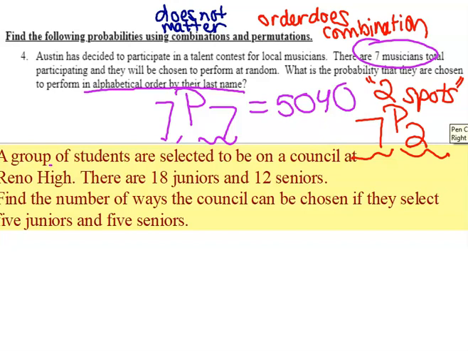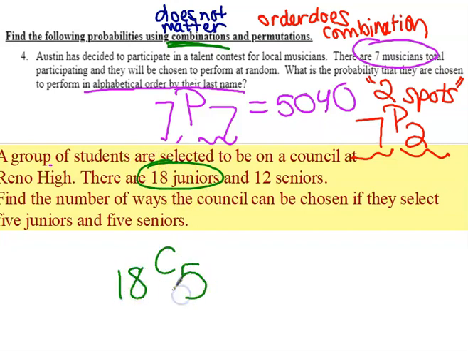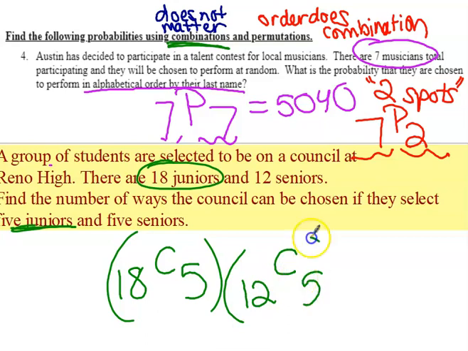So again, this one, it does not matter what order. There are 5 juniors and 5 seniors. There's not a ranking of like, these are the first ones chosen. That's not how they do things. So 18 juniors, so 18 C 5, because there's 5 being picked, times 12 C 5, because these are the seniors. So the juniors and the seniors, and then you'd multiply these together.